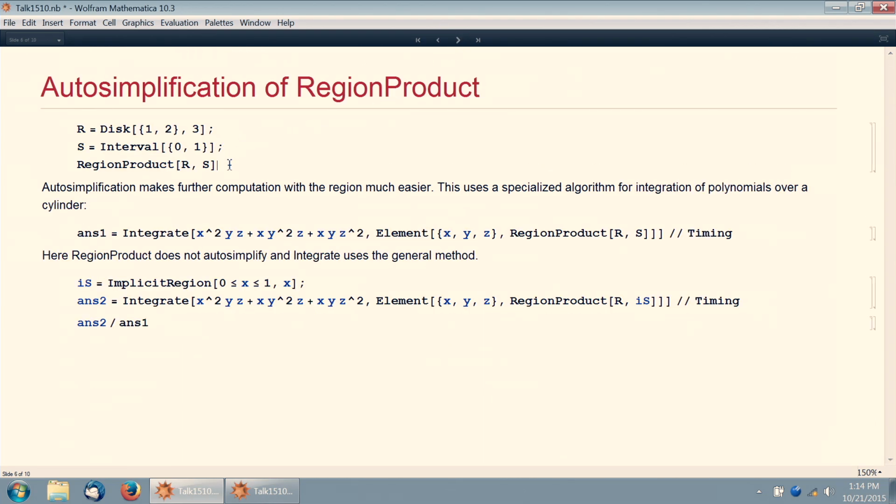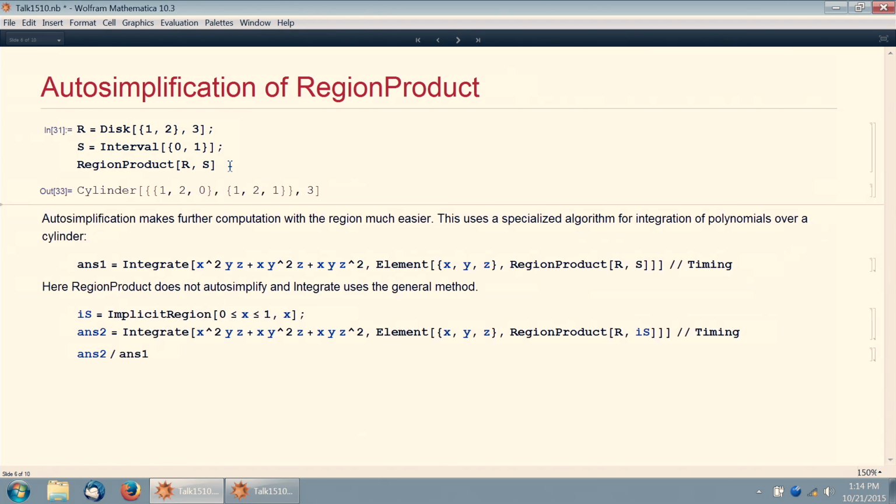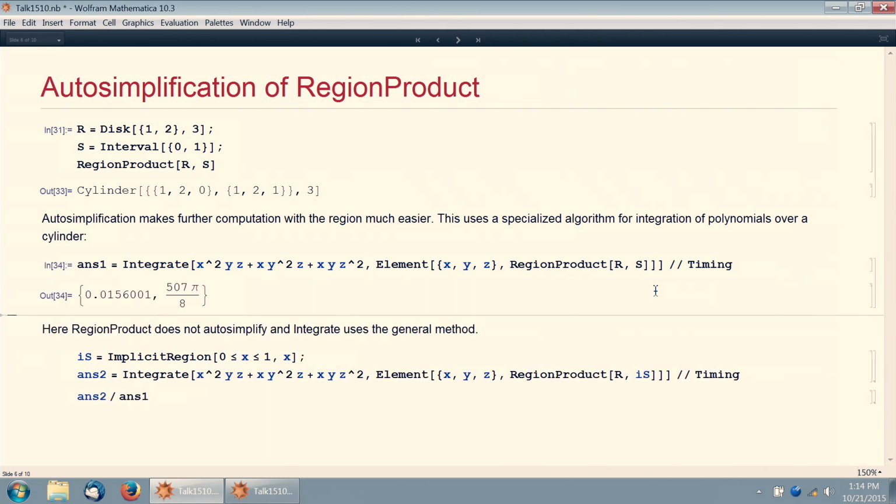OK, so here's auto-simplification of a region product. We have the product of a disk and an interval, and it comes back as a cylinder. And again, we can show that it makes further computation faster. We can integrate a polynomial over the cylinder, and we have a formula for it. So again, it takes no time. I think this 15 milliseconds is the lowest time this computer shows for some reason.